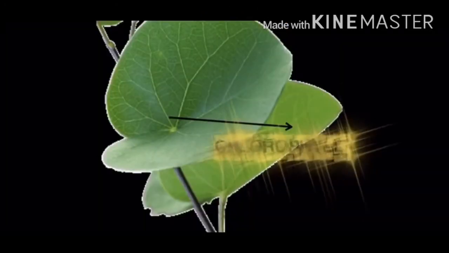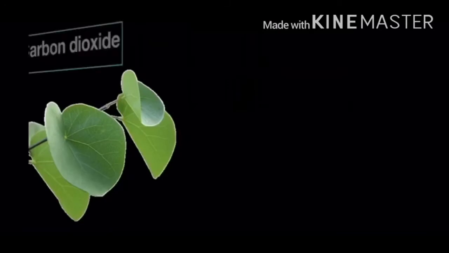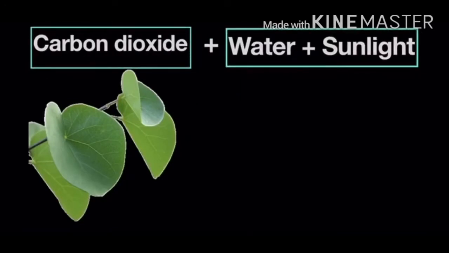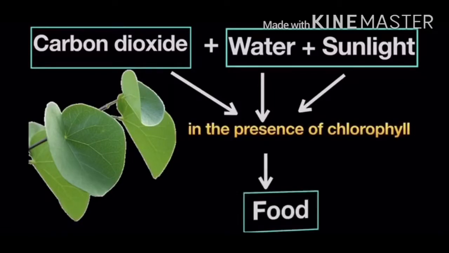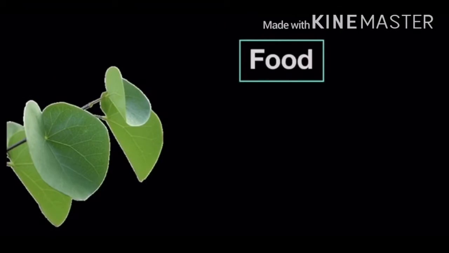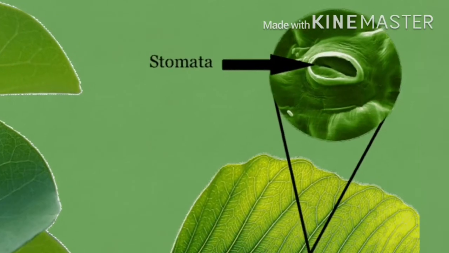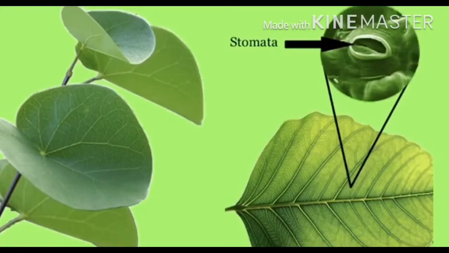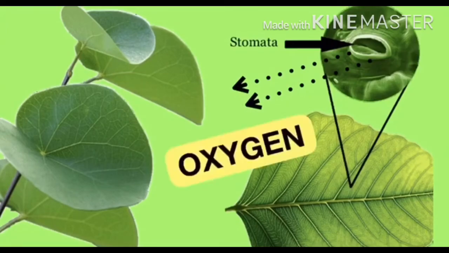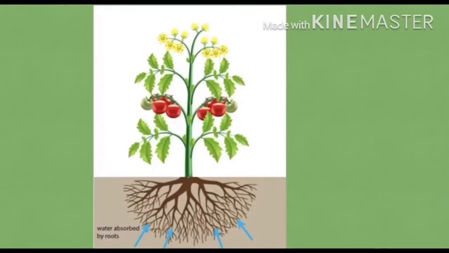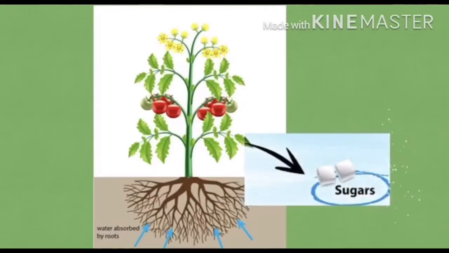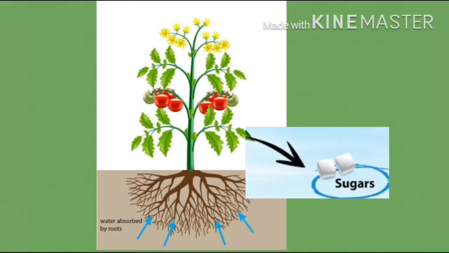Now the leaves that we saw contain a chemical called chlorophyll. Now all the things, that is carbon dioxide, water and sunlight, in the presence of chlorophyll do some magic chemistry and produce food, and actually they produce oxygen and sugars. Now remember the pores that we talked of. That's where the oxygen leaves the plant and gets into the air as well. And now the sugar that I said the leaves produce is what is stored in different parts of the plant as food. Fascinating, isn't it?